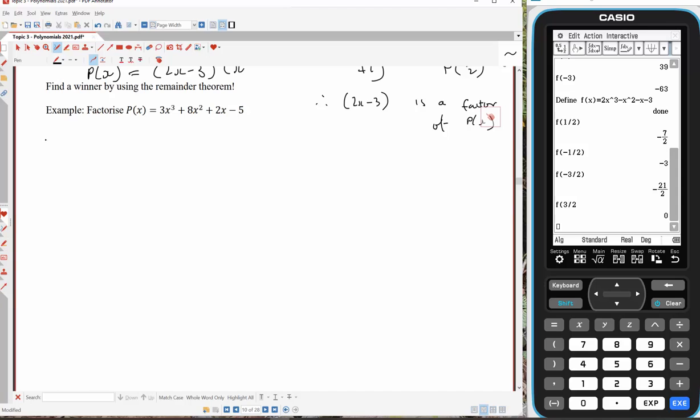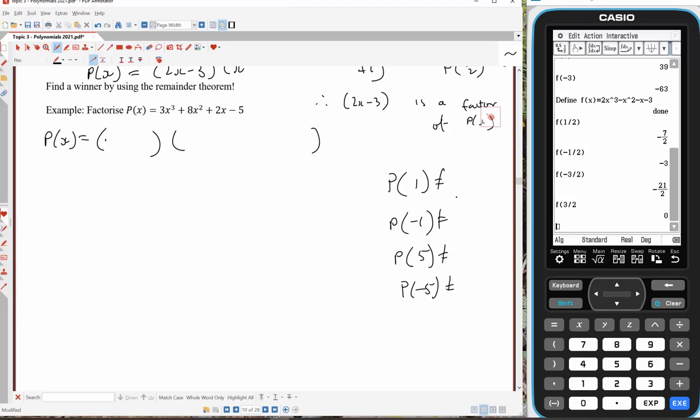So the first thing to do is note that p of x could be expressed in the form of a linear factor multiplied by a quadratic. Now, what I'm going to suggest is that if I tried p of 1, p of -1, p of 5, and p of -5, all of them don't give us 0, which means that x plus 1, x take 1, x take 5, and x plus 5, none of those are factors. But we're not going to give up yet.